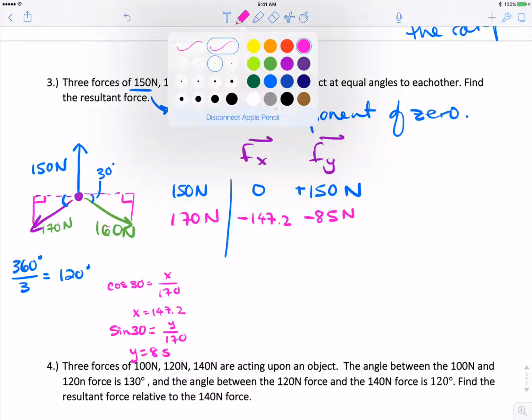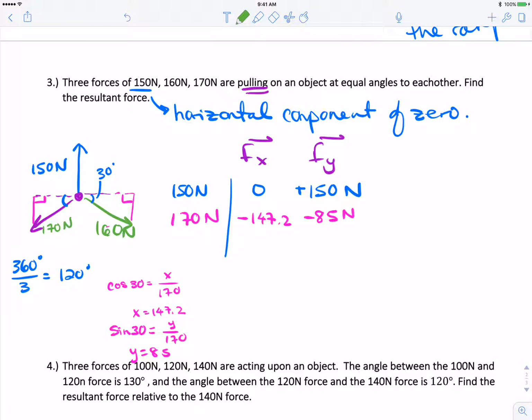I do the exact same thing for my other components for the 160. So here, remember, cosine, adjacent over hypotenuse, so x over 160. And at the same time, I'm just going to set up sine of 30 equals y over 160. And I get x equals 138.6. To the right, so we leave it positive. Sine of 30 times 160 gives me positive 80. But remember, it's going down.